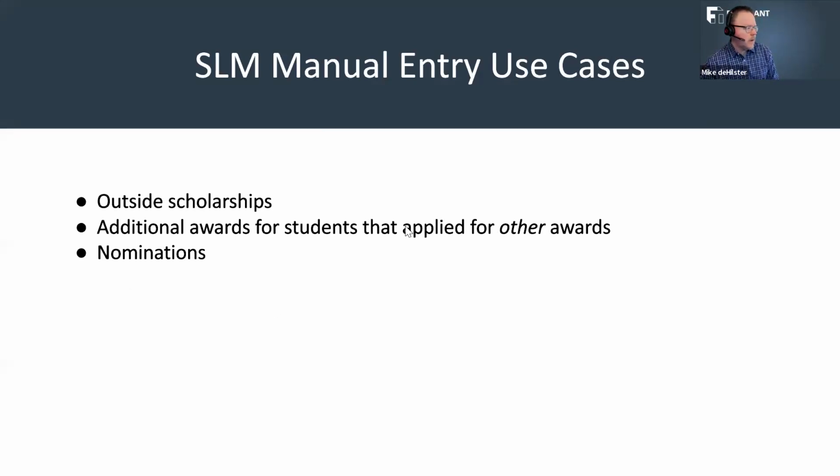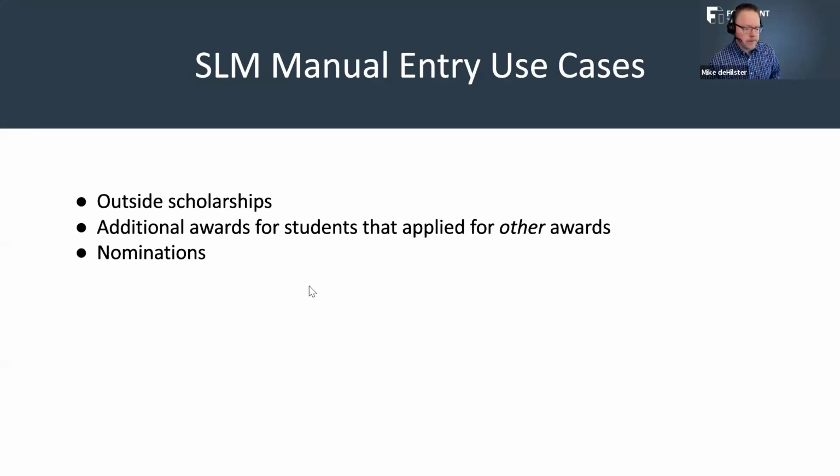The second one is very similar. So additional awards for students that applied for other awards. So you as an admin see that a scholarship student has something that would be, has a profile, if you will, that would be good for another scholarship opportunity. You could manually enter them into another process and get that in front of evaluators for a different award.